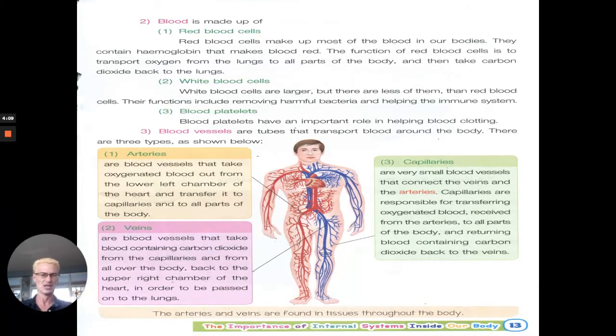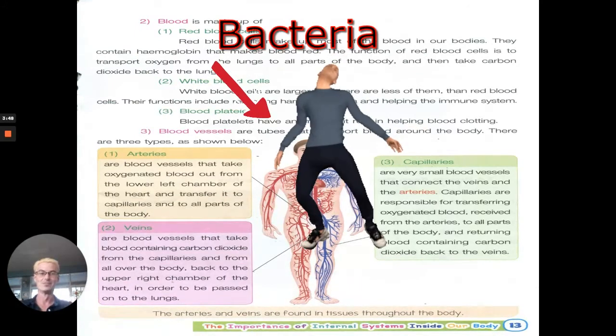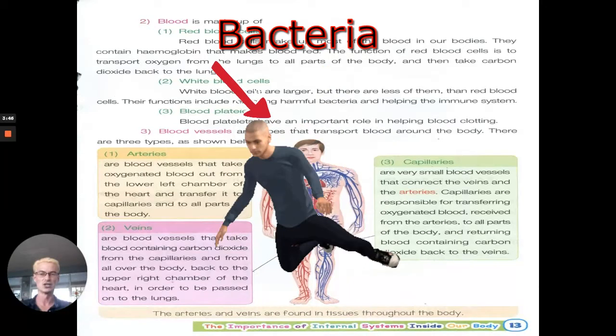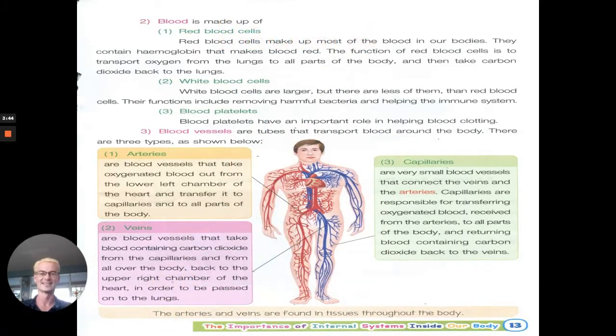In other words, here is a bacteria that wants to bite you on the inside. Bad bacteria. And here is the white blood cell. When they meet, the white blood cell takes the bacteria down. So the bacteria is down. Bang. This is the main function of white blood cells.